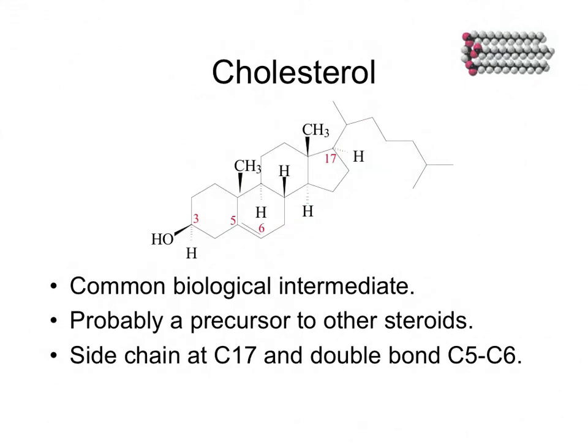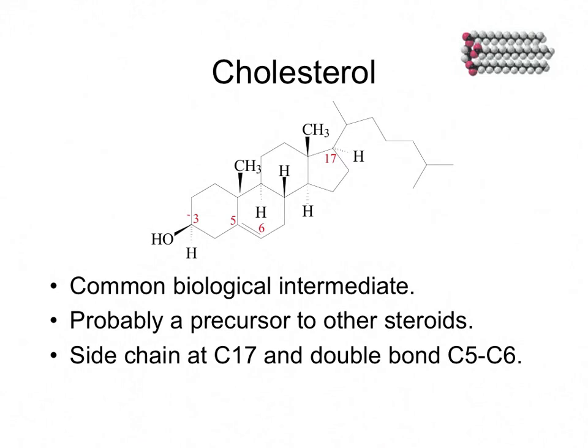Our first one is cholesterol. It's got a really bad rap in the news. Everyone's so worried about their cholesterol. But it's actually a really important biological intermediate. You would be in deep trouble without some cholesterol in you. It's a precursor to other steroids. So let's take a look at some of the features that we talked about.